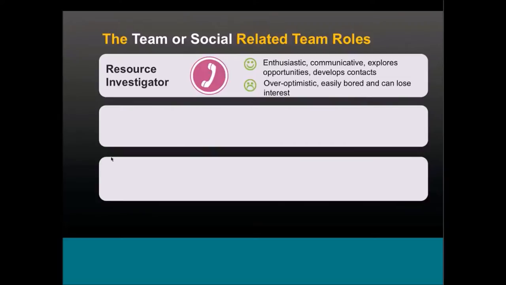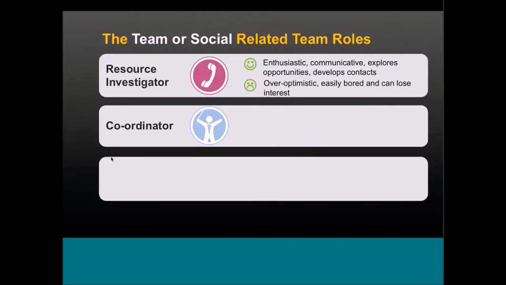He can move from one thing to the other and does not really focus on something very well. But that's allowable. Everyone has it. Who doesn't have? None of us is living as a perfect person. None of us in the world are perfect. It's impossible. Resource investigator.